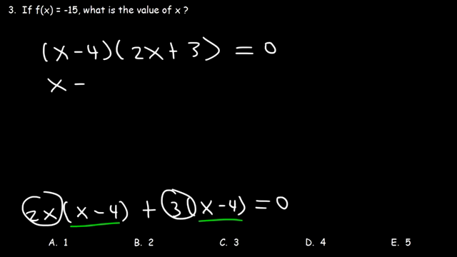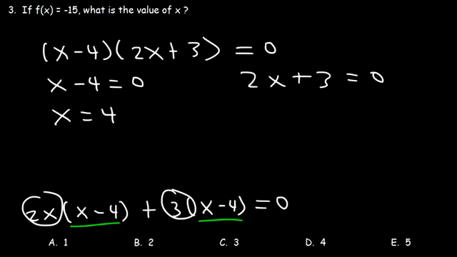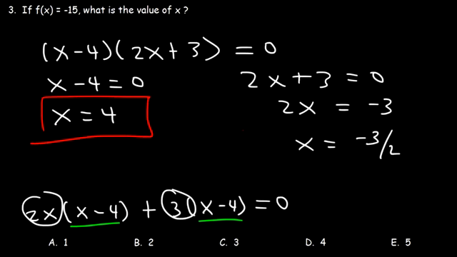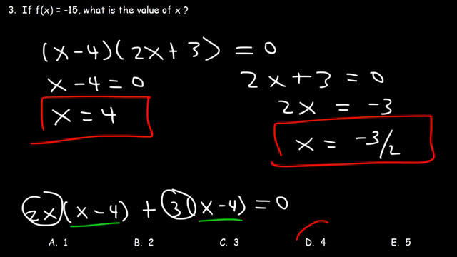Now let's set x minus 4 equal to 0 and 2x plus 3 equal to 0. So x is 4, 2x is negative 3, and x is negative 3 over 2. So we have two answers, but the only one that's listed is answer choice D.